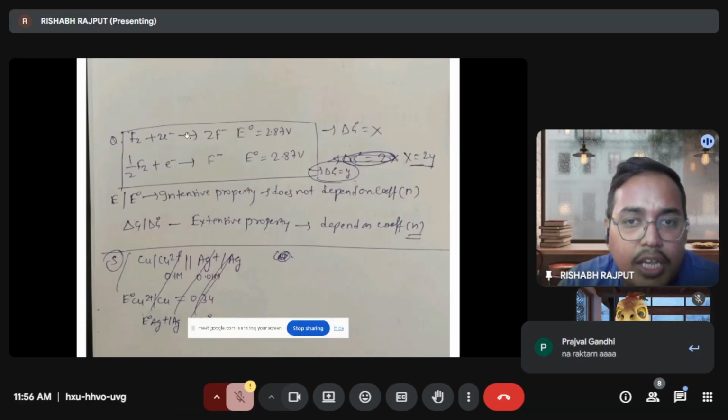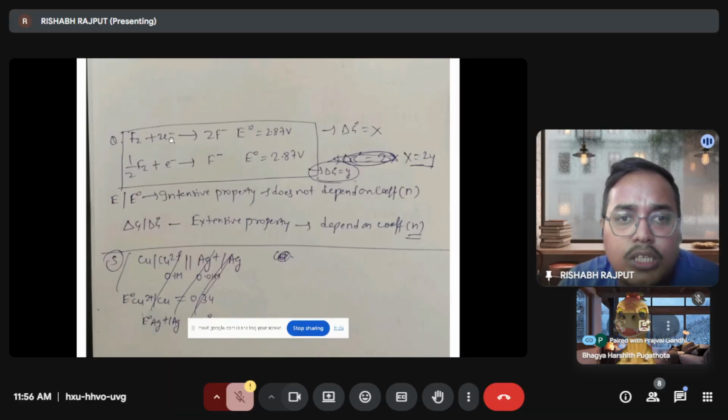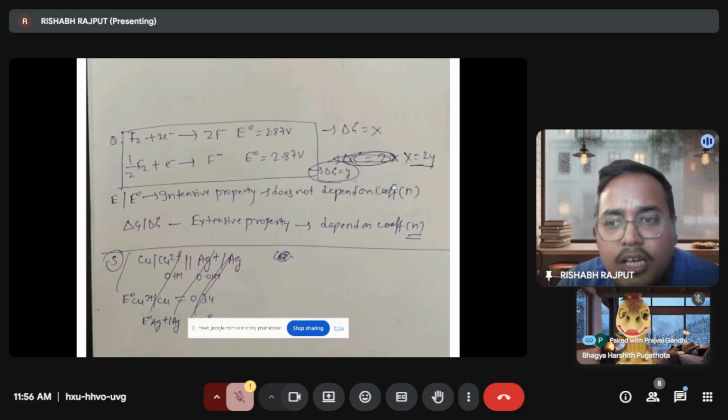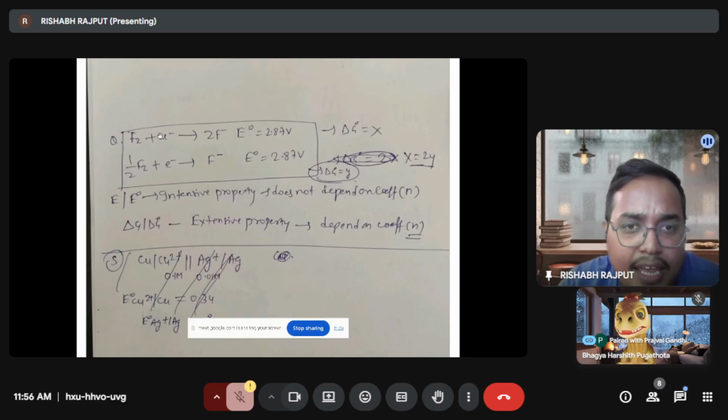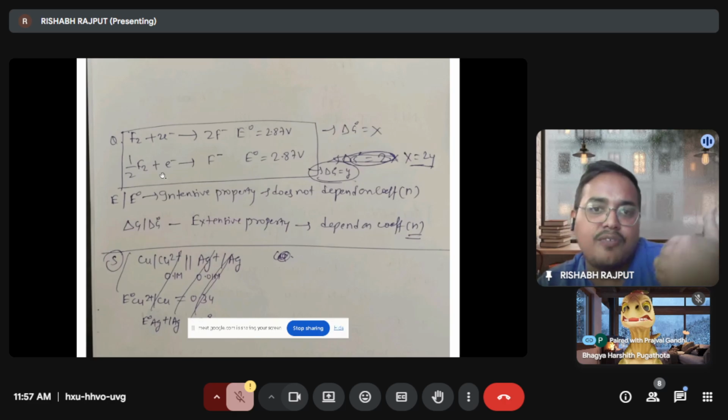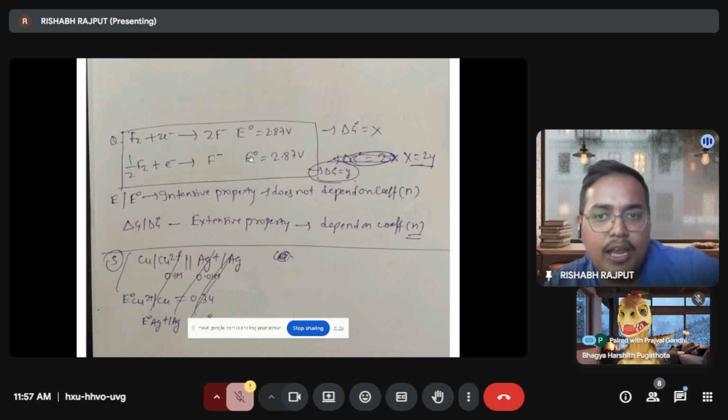Please see why I'm saying this. Your E naught value does not depend on the number of moles, because E naught is an intensive property. That is why it does not depend on the coefficient of n. Whether I take 2 electrons or 1 electron, your E naught value is the same, 2.87, every time. If I change to half or 2, it is the same, because if I divide by 2 only the stoichiometric coefficient differs. That is why the E naught value is the same here. Nothing changes.